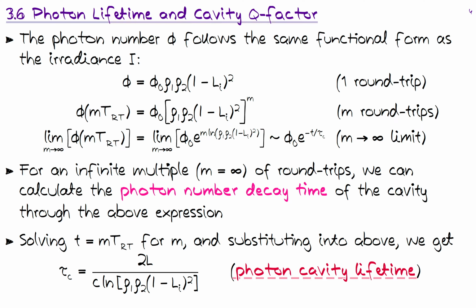So this is the photon cavity lifetime that basically tells us how the photon number, or in other words, the irradiance within the cavity, decays as a function of time. So you can now plug tau c into this equation, and we can describe the photon number evolution or intensity evolution easily using a simple equation. So that's where we wanted to go.